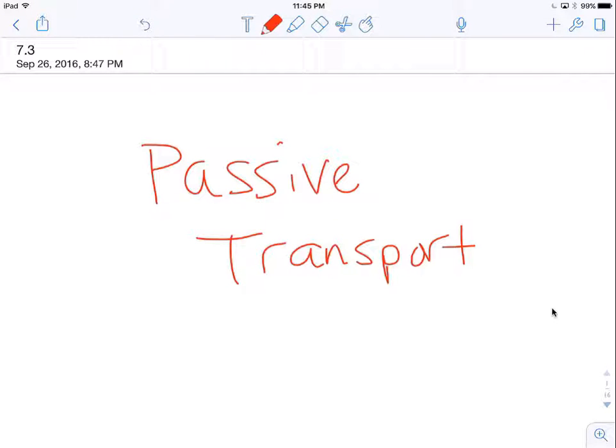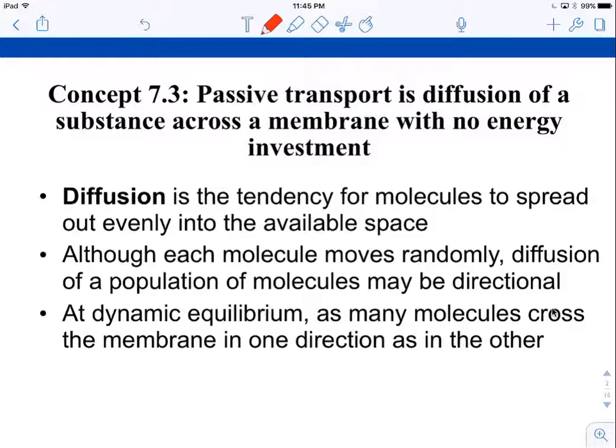Okay, we're going to start our section of chapter 7 on transport, and we're going to start with passive transport. So, passive transport is diffusion of any substance across a membrane with no energy investment. Okay, and this is why it's passive. If you're very passive, you have no energy, you're not exhibiting any energy.